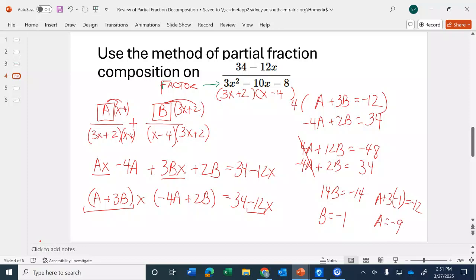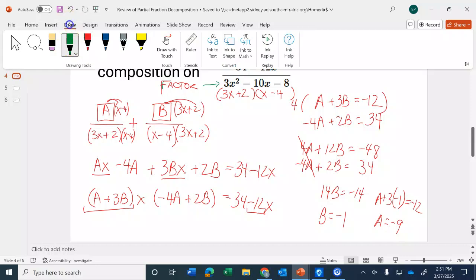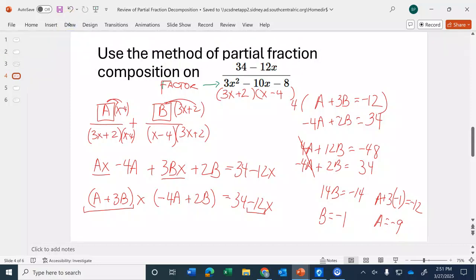Now, how do I actually use that to get my answer if I know what a and b are? From here, your final answer is just to break down that original question into those two pieces. In the a spot, we'll go my negative 9, along with my 3x plus 2 on the denominator. Putting a minus here, because my b is a negative 1, so I can throw that minus in between the fractions to have my x minus 4 on the bottom.